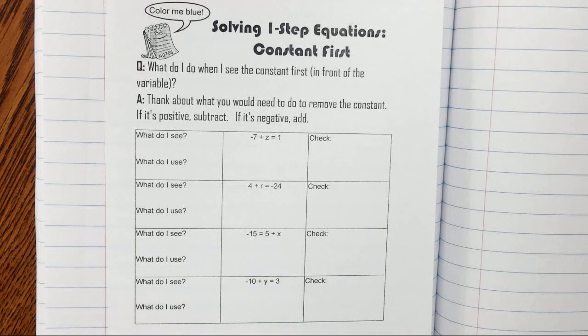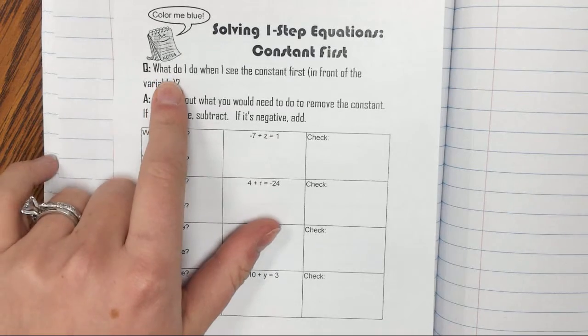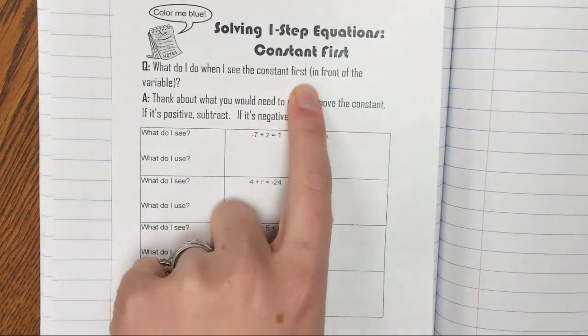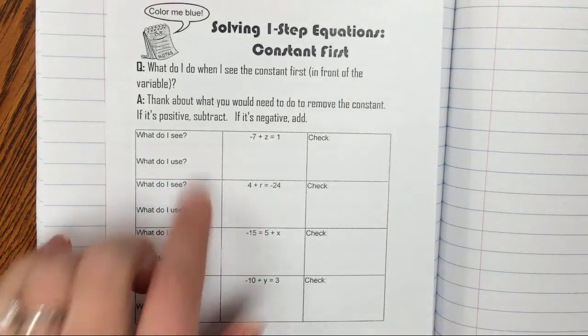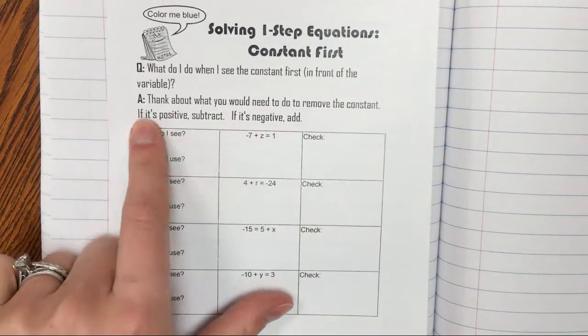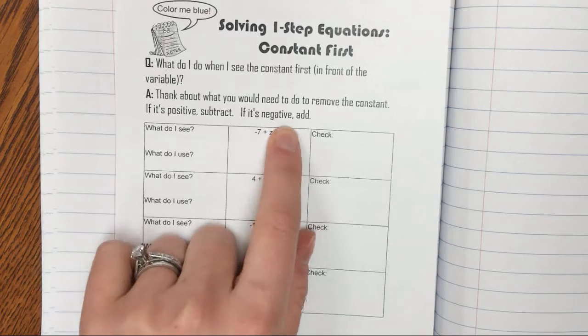In today's video, we're going to discuss how to solve one-step equations where the constant is first or in front of the variable. So our question for today is, what do I do when I see the constant first in front of the variable? And the answer is, think about what you would need to do to remove the constant. If it's positive, subtract. If it's negative, add.